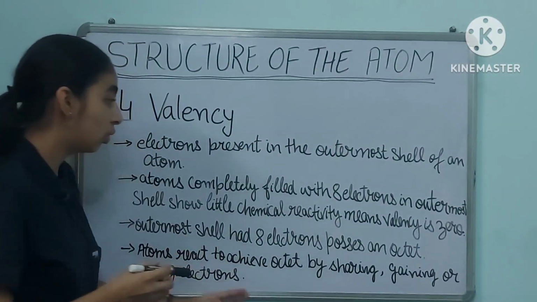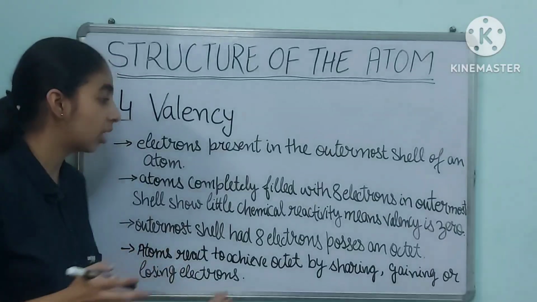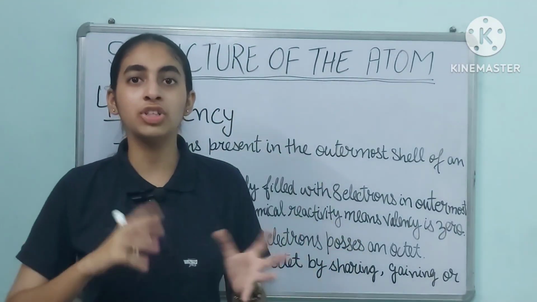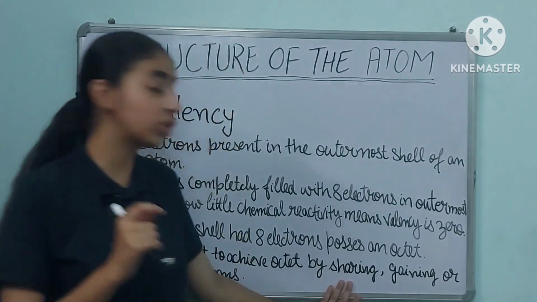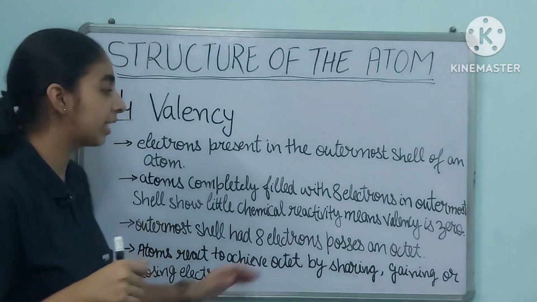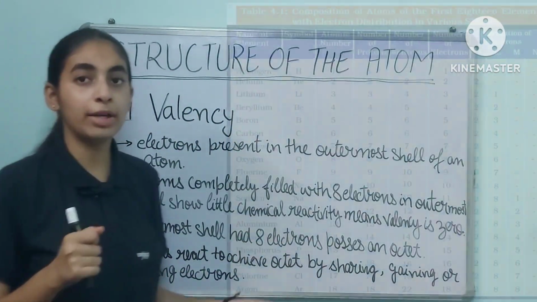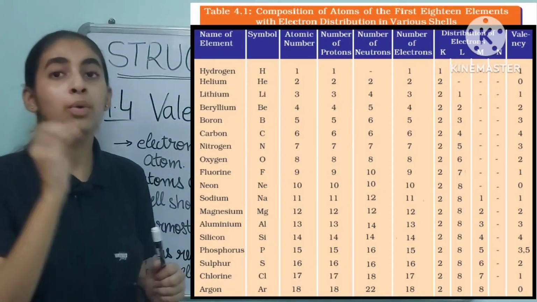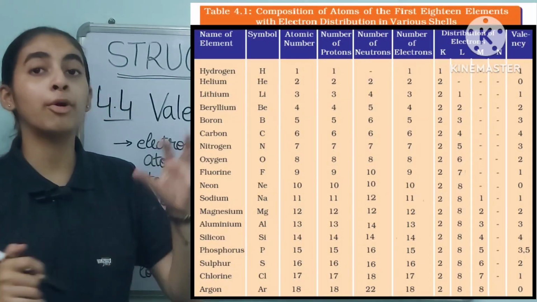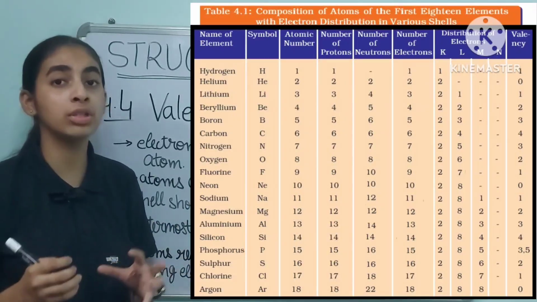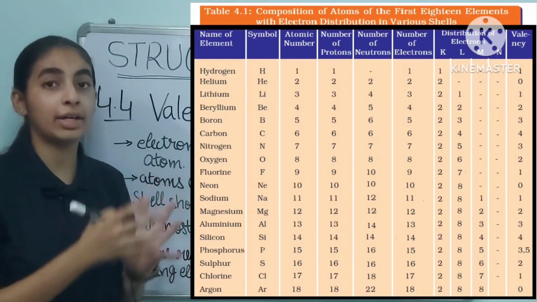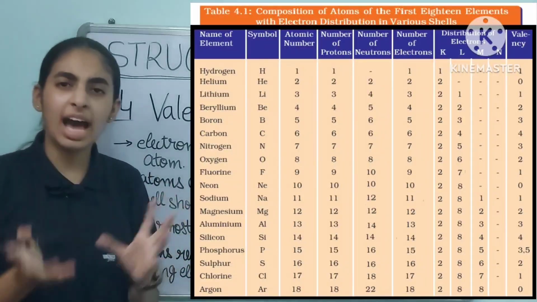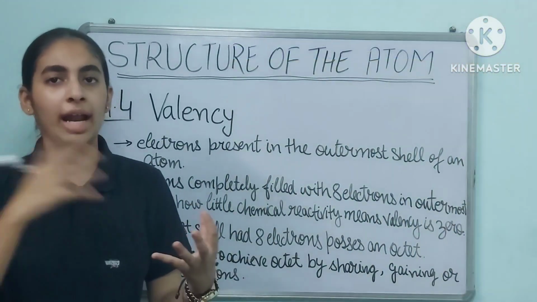So atoms achieve stability by gaining, sharing or losing electrons. Sharing is done in the case of carbon. Carbon neither gains nor loses electrons, it shows sharing. Other atoms gain or lose electrons. You can see the table over here. I have mentioned 18 atoms. You can see the symbol, atomic number, number of protons, electrons and neutrons. What is the valency? What will be the charge? Charge is also very similar to valency.